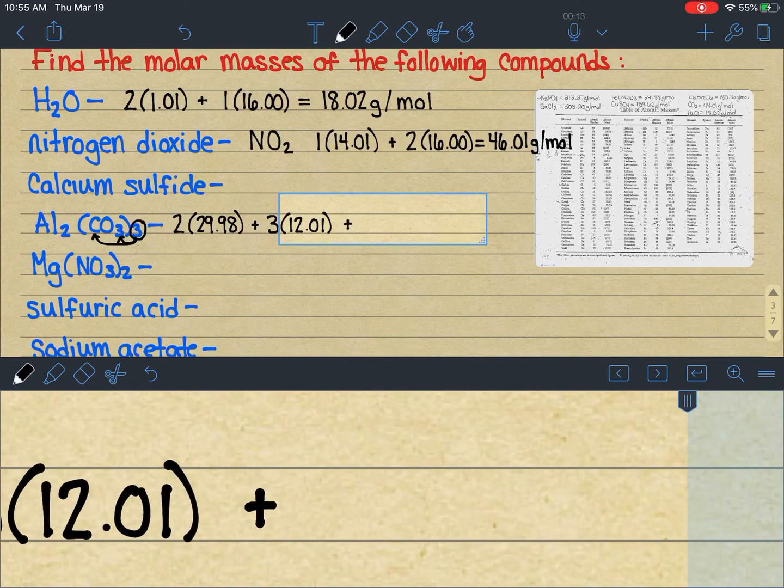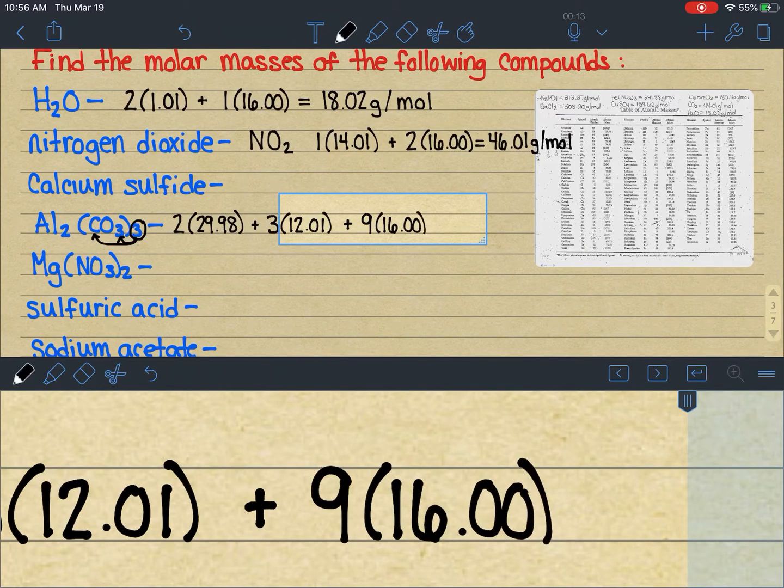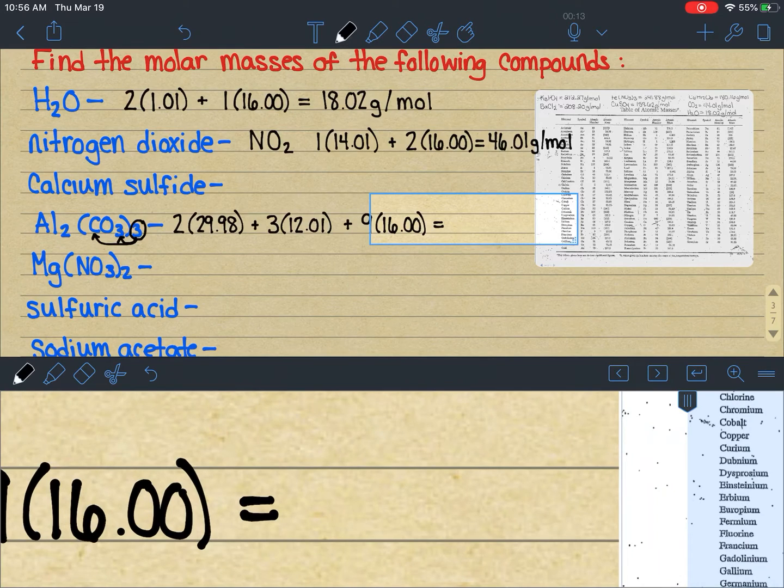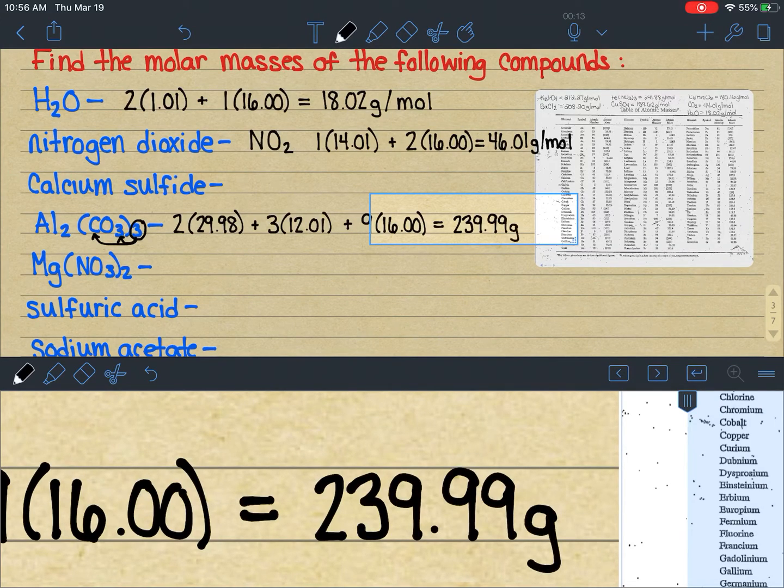And then we're gonna add that to our oxygen. Again, we have 9 oxygens, not 6, not 3. We have 9 oxygens, so 9 times 16.00. And when we plug that into our calculator and do all the math, if I've done it correctly, it should be 239.99 grams per mole. So if I had 6.022 times 10 to the 23rd compounds of aluminum carbonate, I would actually have a mass on the scale of 239.99 grams.